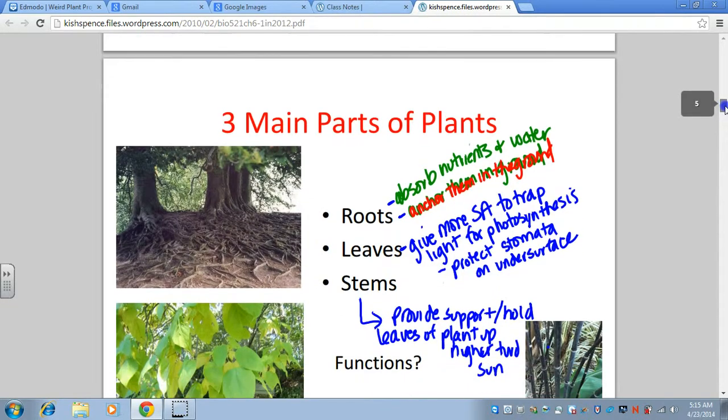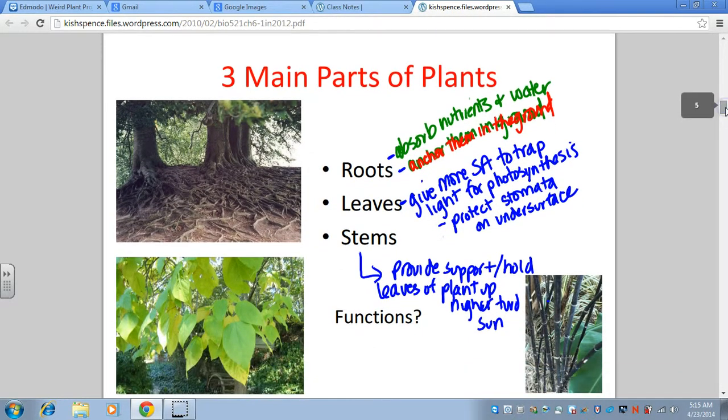There are 3 main parts of plants: roots, leaves, and stems. So you should know the function of each. Roots are really important for anchoring the plant into the ground. Most times roots will be found under the ground itself, and sometimes they become exposed. They anchor them there so that they can't easily be knocked over or uprooted if it happens to be windy or things like that. They're also important for absorbing nutrients and water.